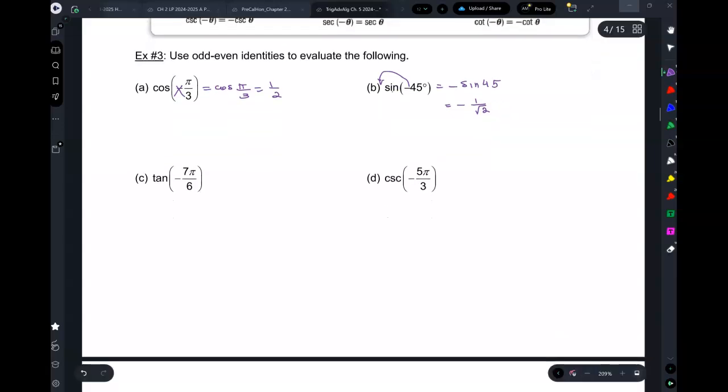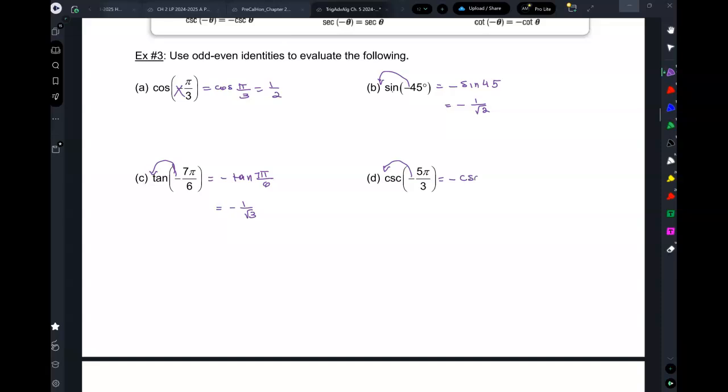So tangent of negative 7 pi over 6, it comes out. So it's negative tangent 7 pi over 6. Yeah, it'll be negative 1 over root 3. This one, it comes out. Cosecant is like sine. It comes out.